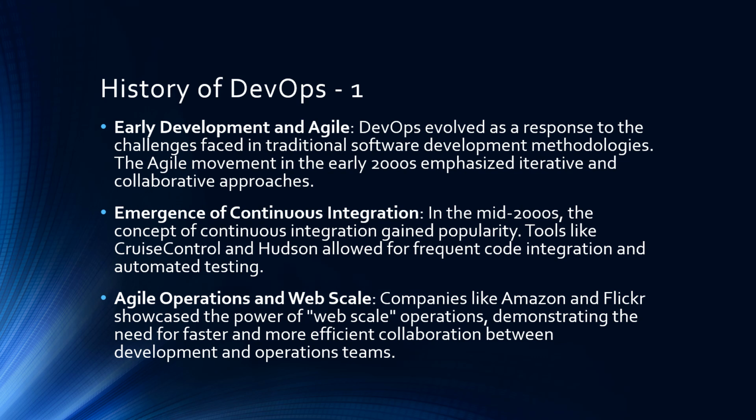The concept of continuous integration emerged in the mid-2000s as a response to the challenges of integrating code changes across large development teams. Tools like Cruise Control and Hudson, which later became Jenkins, revolutionized how teams approached code integration and testing. These tools automated the process of building and testing code whenever changes were committed, catching integration issues early in the development cycle.